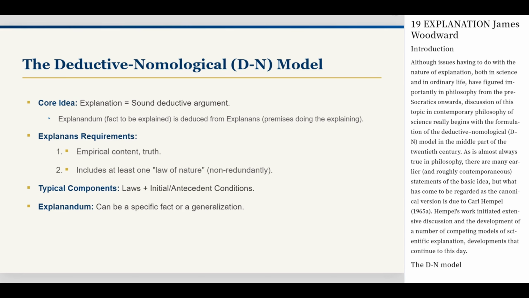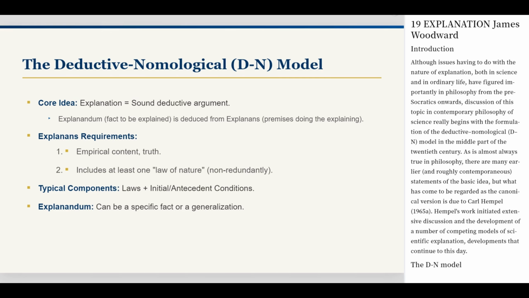At its heart, it's beautifully simple, almost suspiciously so. Think of it like this. An explanation is basically a good logical argument. You have the thing you want to explain, the explanandum, the mystery you're trying to solve. And then you have the explanans, the set of facts and rules that supposedly solve that mystery. The magic trick is that the explanandum must logically follow from the explanans.